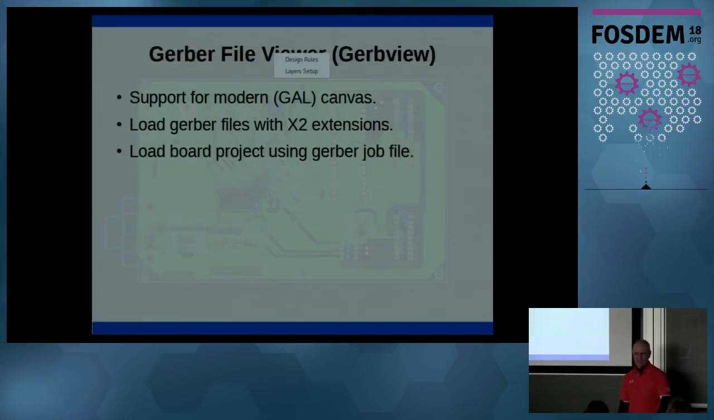Instead of having to select things one at a time. For the Gerber file viewer, I'm not going to show you that. It's pretty straightforward. This is the last of my time. We actually ported that over just recently. It was legacy canvas only. It's now been ported to OpenGL and Cairo, which is the modern canvas.